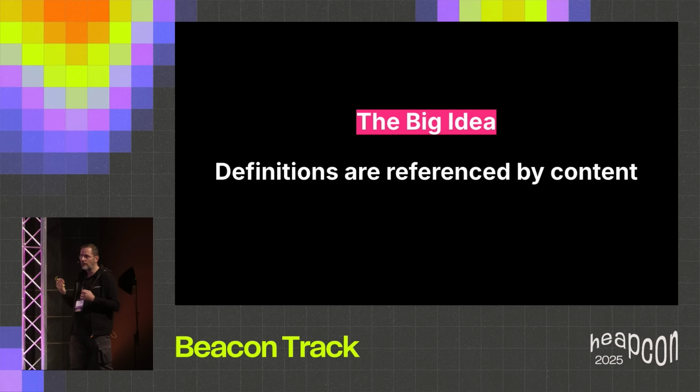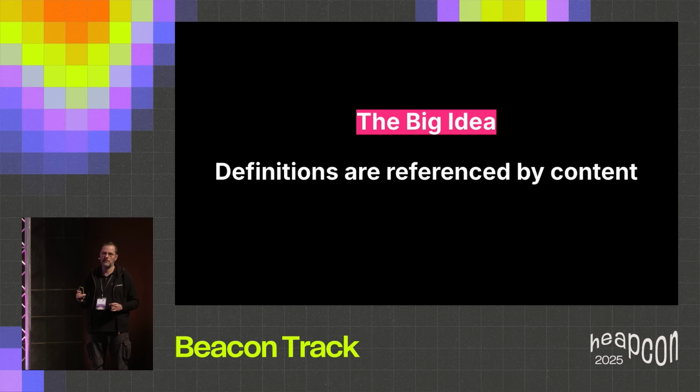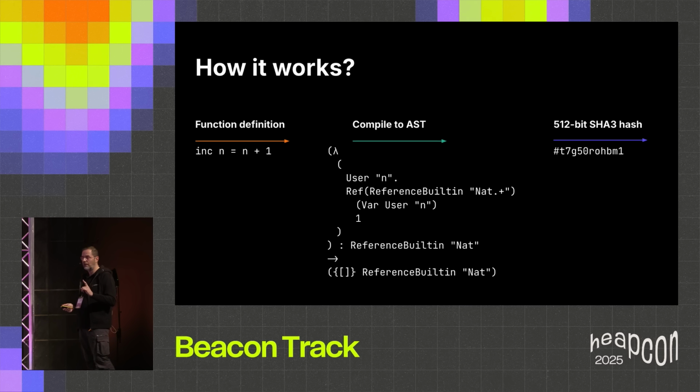So Unison is centered around one big idea. Definitions should not be referenced by name. Definitions should be referenced by content. So how much can one sentence change? Let's see how it works in practice. You have a definition of your function in the Unison programming language, and you run the compiler. The compiler will perform syntax analysis, semantic analysis. It will strip it down to an abstract syntax tree. And then the compiler will compute a SHA-3 cryptographic hash from the abstract syntax tree.